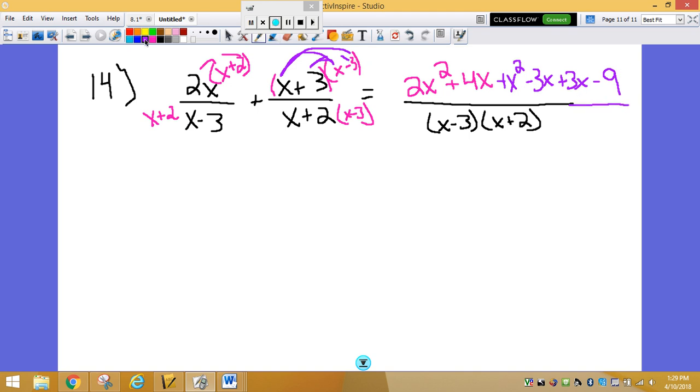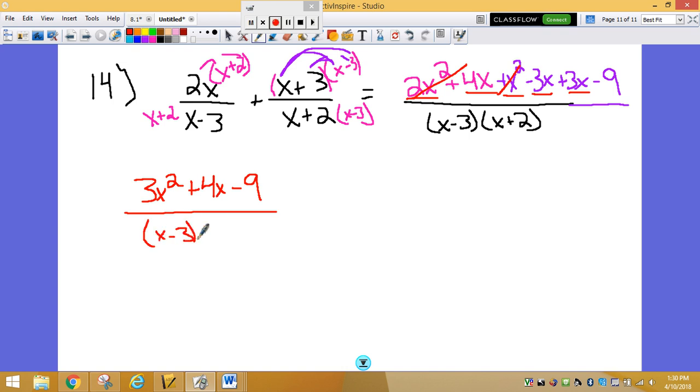Okay. Let's keep going. I'm going to combine my x squareds. 2x squared plus 1x squared is 3x squared. I'll mark them out because I used those. All these x's, let's combine them. 4 minus 3 plus 3 is 4. And then I still have my minus 9 at the end. And on bottom, I have an x minus 3 and an x plus 2. And that is your answer for number 14. So go try 14 and come back.